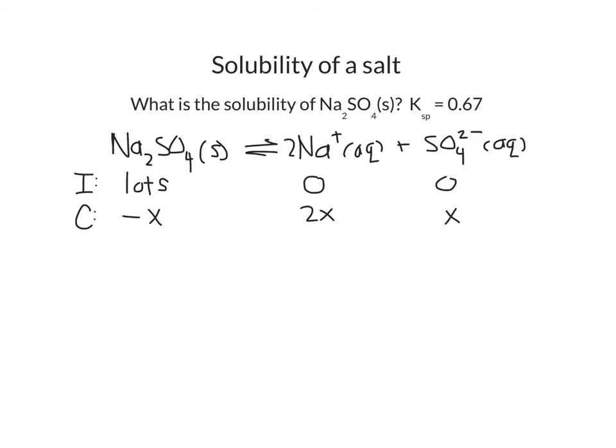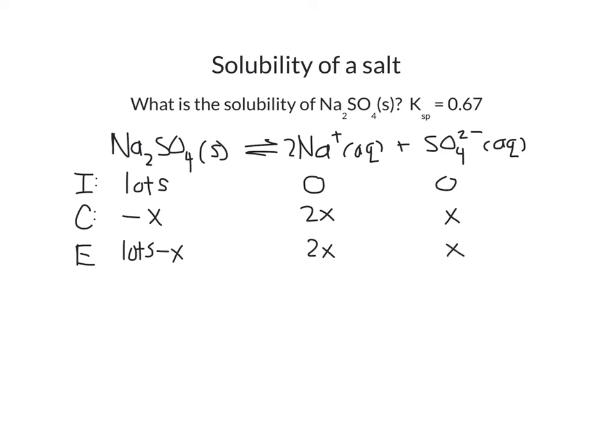So my change to get to equilibrium is that I break up X of these, so I lose X of the sodium sulfates, and I make X sulfate, and I make 2X sodium plus. So that means that at equilibrium, I'm going to have whatever I started with plus whatever I've done to change to get to equilibrium. So at equilibrium, I'm going to have lots of this minus X, and I'm going to have 2X of this, because 0 plus 2X is 2X, and 0 plus X is X, so I'm going to have X sulfate.